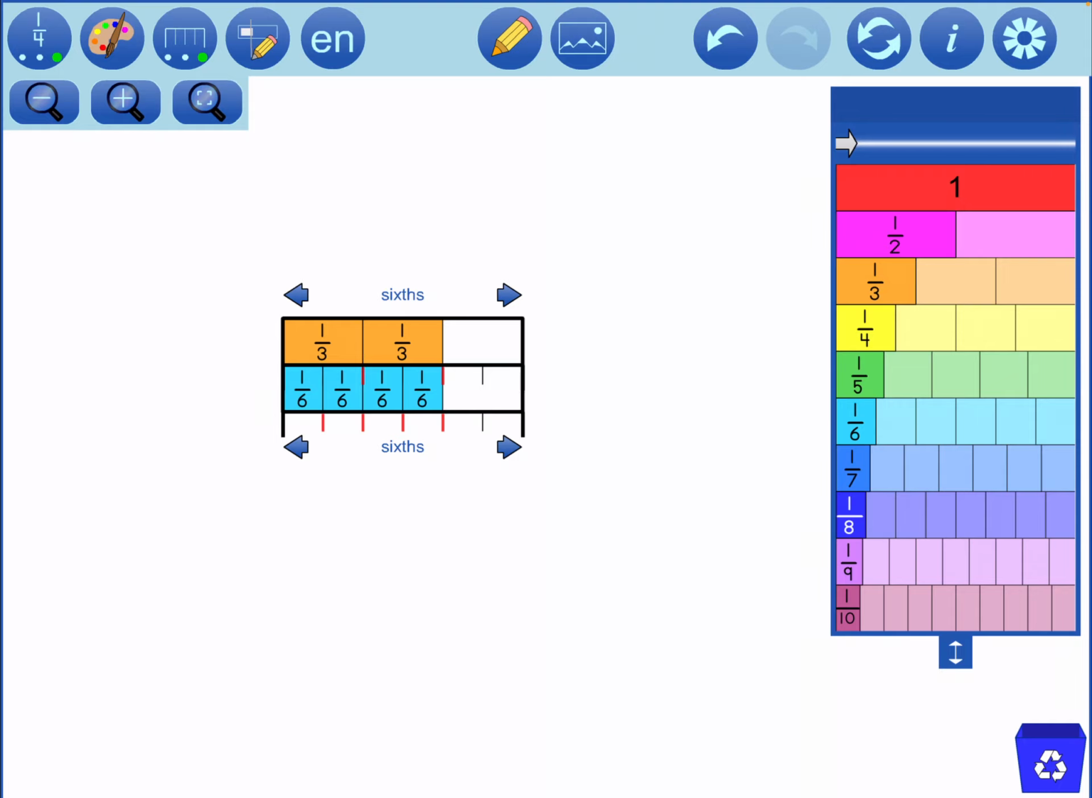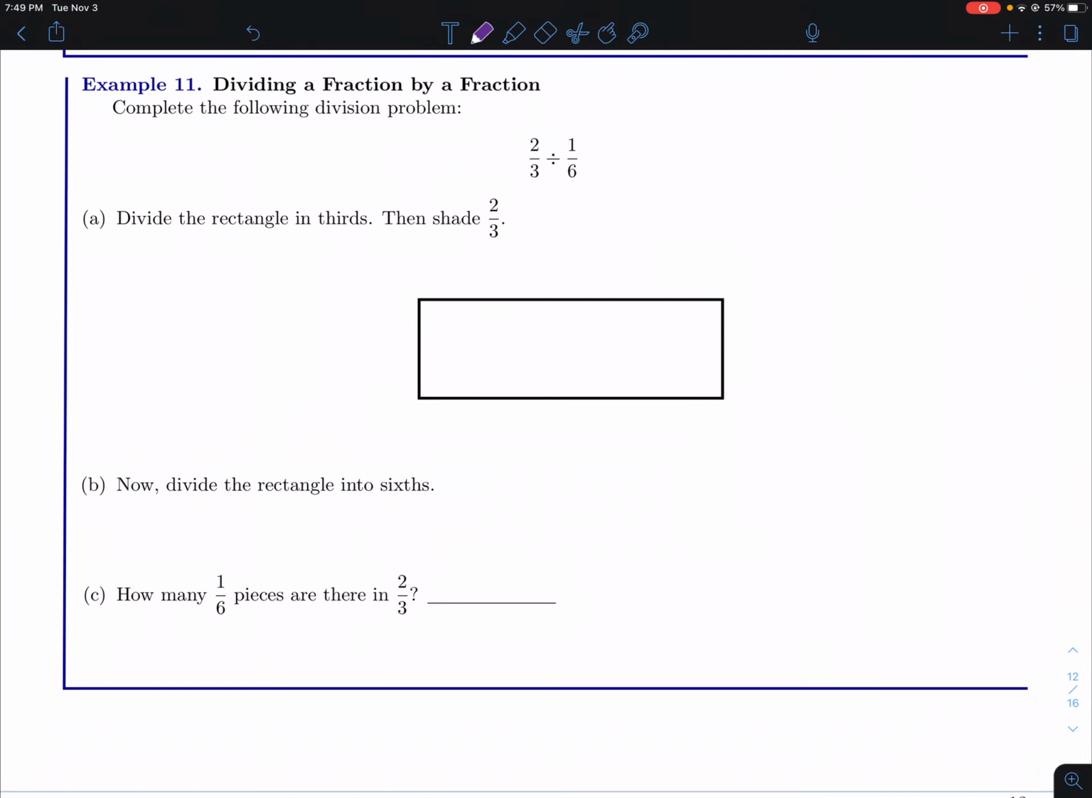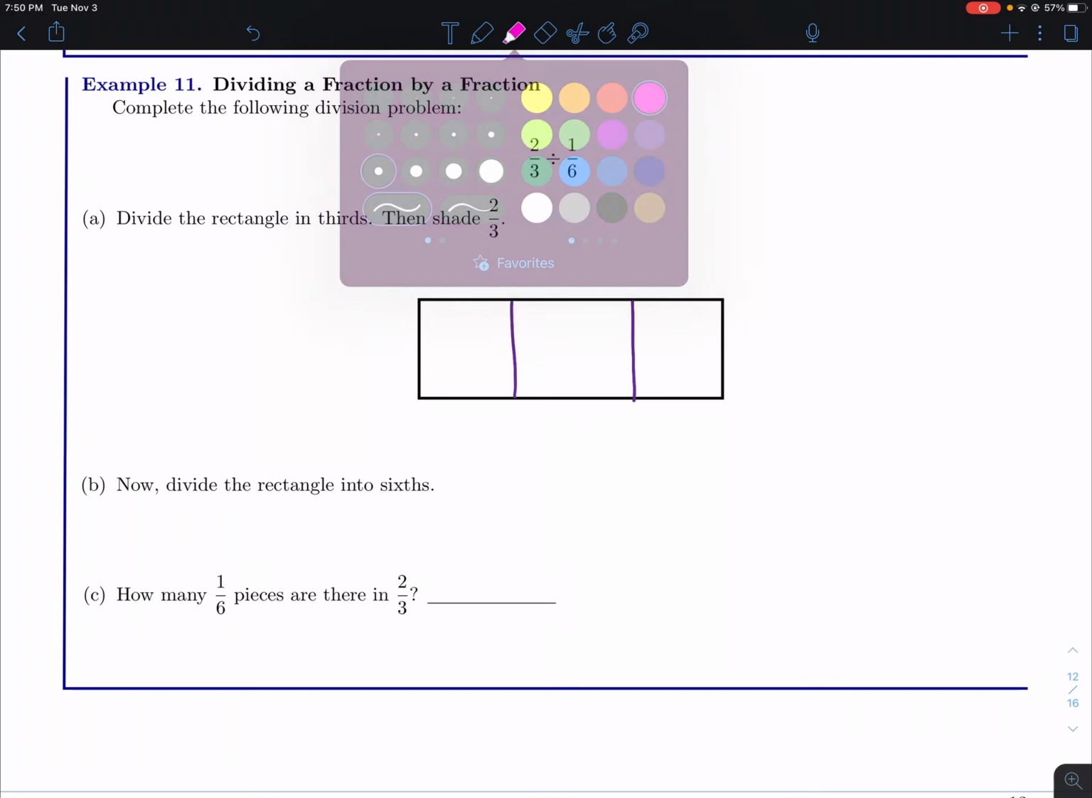So let's verify that it actually matches when we draw it. Again, divide this rectangle into thirds and then shade 2/3 of it. So let's divide it that way. And I'm going to use the pink.